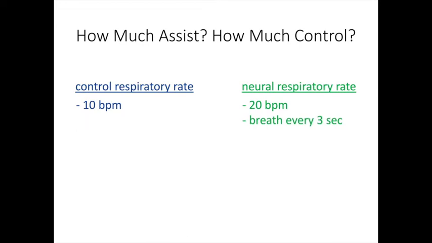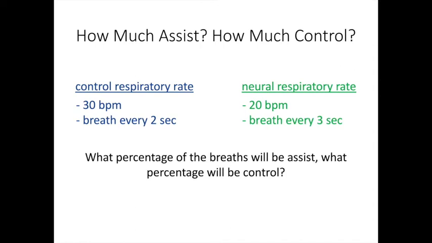Now, instead of 10 breaths per minute for the control respiratory rate, let's make it 30 breaths per minute. And that means 1 breath every 2 seconds. So again, the question is, what percentage of the breaths will be assist, and what percentage will be control? In this case, 100% of the breaths will be control.